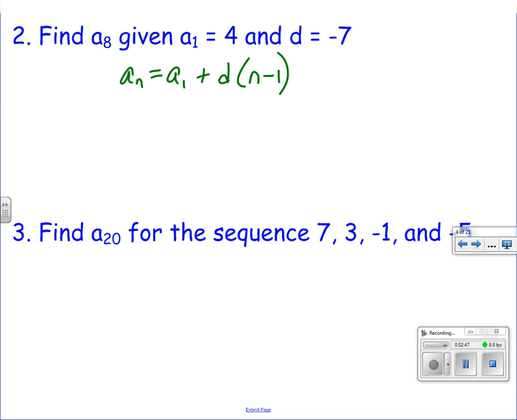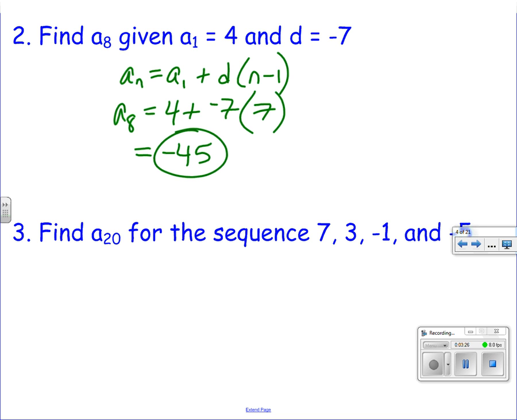Sterling, help me set it up. What goes in for AN? Good. What goes in for A1? For D? For N? Good. So the N comes from the subscript number. So the N is 8, and 8 minus 1 is 7. Okay? Type that all in your calculator. Type it all in. 4 plus negative 7 times 7. Type it all in. All right? Anybody? Sorry, I didn't hear. Negative 45? Okay.